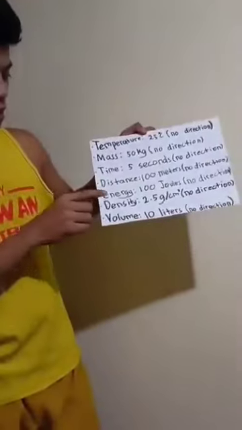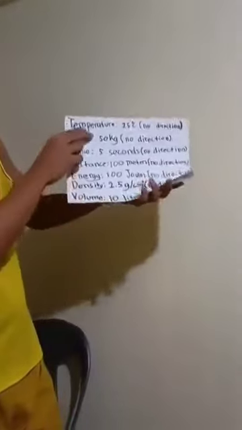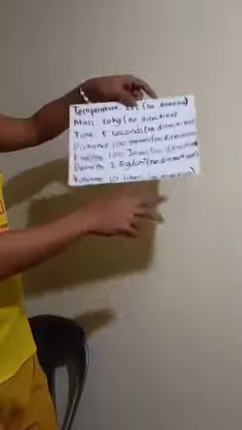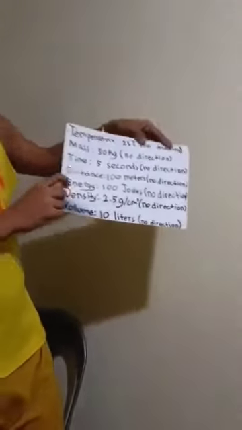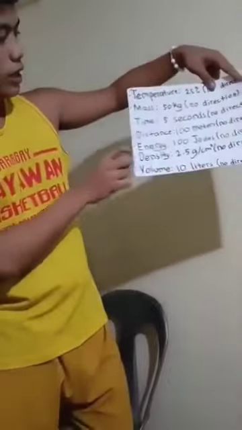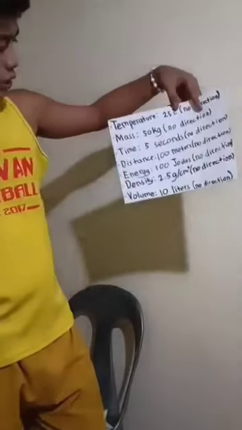So, examples of scalar quantities. We have temperature, mass, time, distance, energy, density, and volume. If you see these examples, as you can see, they have no directions, right? So if you see, we have examples of numbers, or amounts, or their mass.